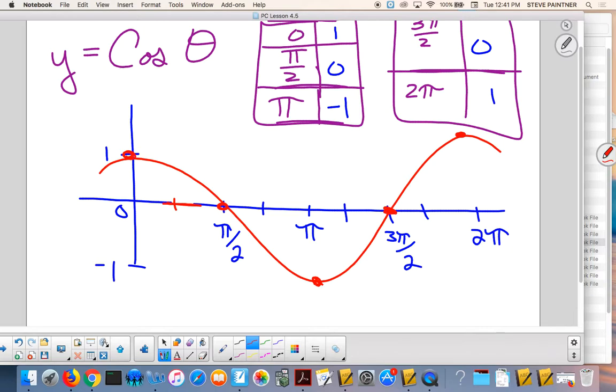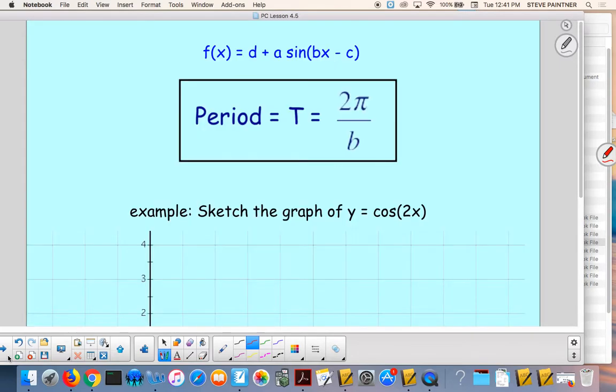So what's the big difference here? Where does cosine start? It starts at the maximum. Actually, the only difference between cosine and sine is where they start. Cosine starts at the maximum. It'd be nice if you could remember that, but if you can't, it's okay, because you'll just say, what's cosine of 0? Oh, it's 1. Oh, I start at the maximum.